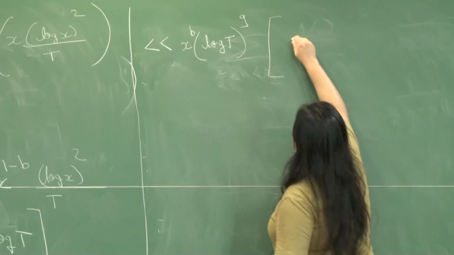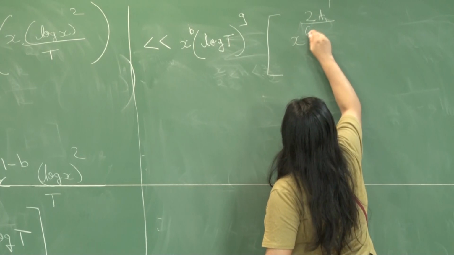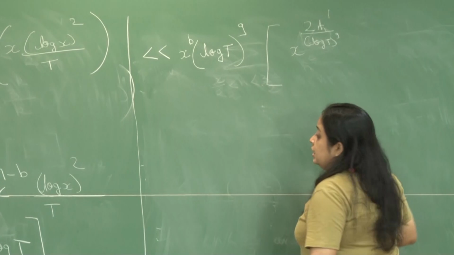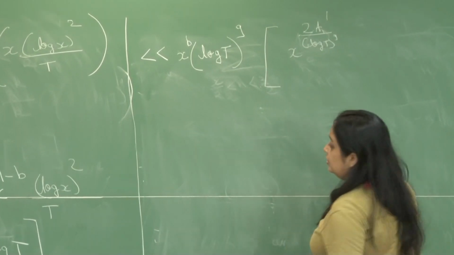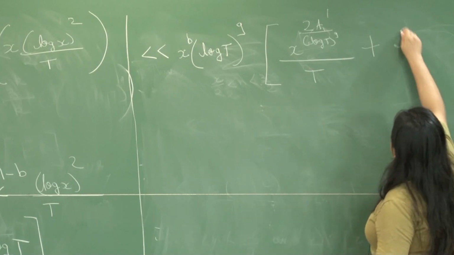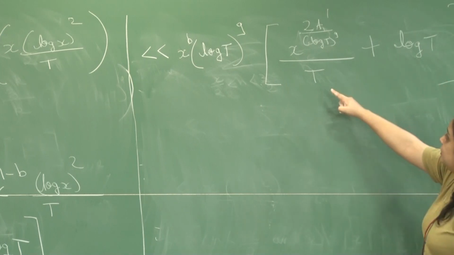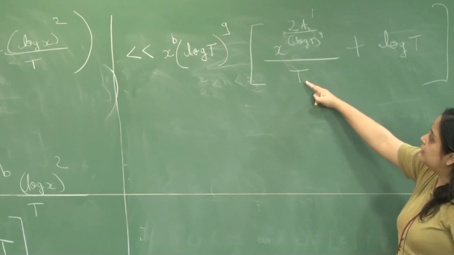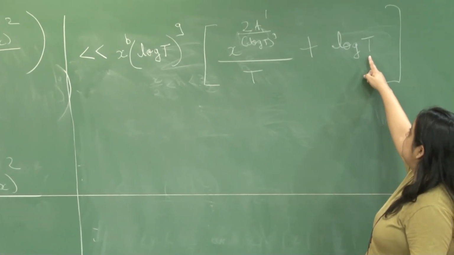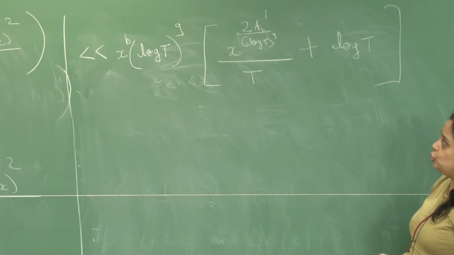So you have x raised to the 2a1 prime over log t, raised to the 9, over capital T plus log t. So we have to be careful. If t is too small, then this will become very big. If t is very big, then this becomes very big. So how do we combine the two?